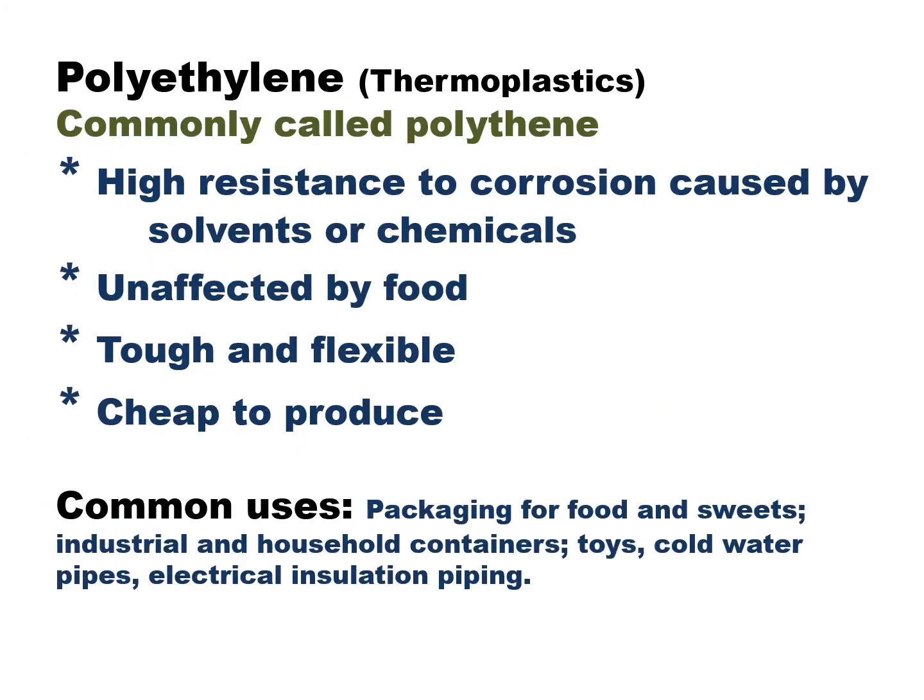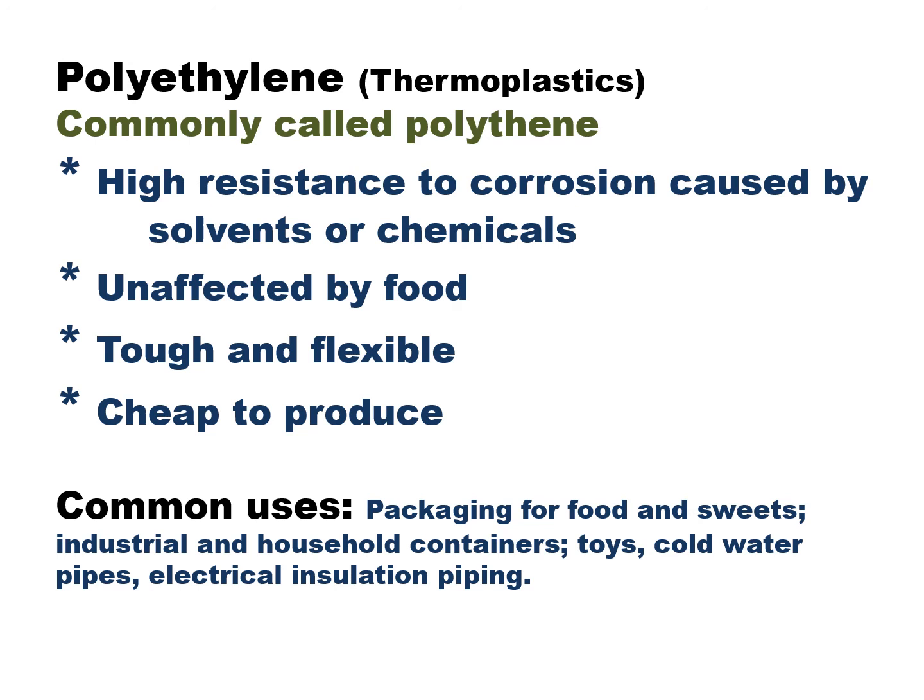Polyethylene, also called polythene, is the polymer that we are talking about here. It is a plastic. It has a high resistance to corrosion caused by solvents or chemicals. It is unaffected by food. It is tough and flexible, and it's cheap to produce. So the common uses are normally for packaging, for foods, sweets, industrial and household containers, toys, cold water pipes, electrical insulation piping, and many more.